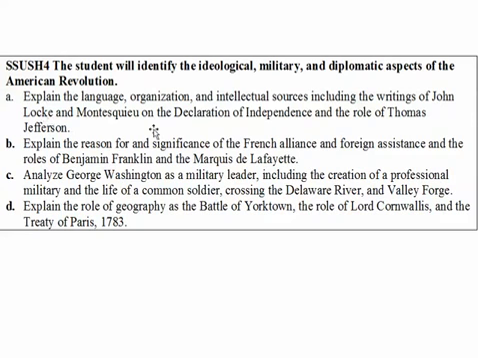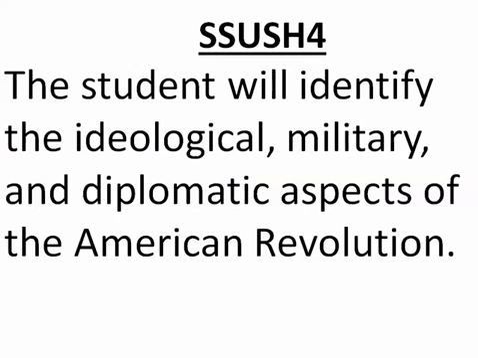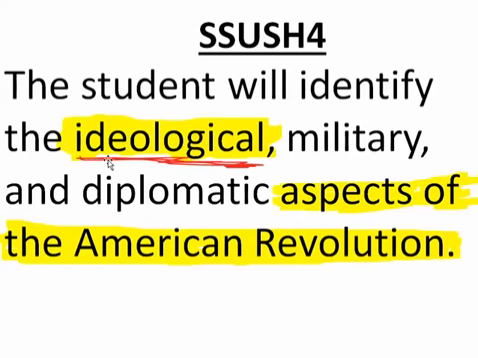And then we want to look at John Locke and Thomas Jefferson, and then we'll talk about Montesquieu, although I think he's better left to Standard 5, but we'll look at him real quick and then revisit him in Standard 5. So here's what we want to do. This overall big thing, the student will identify ideological, military, and diplomatic aspects of the American Revolution. I highlighted it for you: the focus is the ideological aspects. I underlined ideological because that's what I want to focus on in this video.